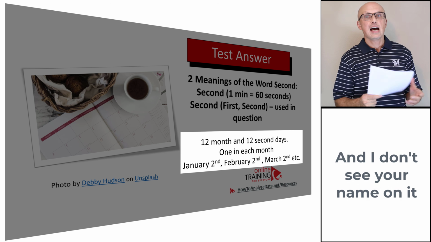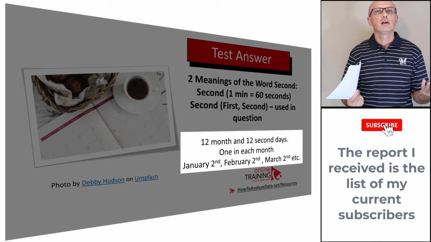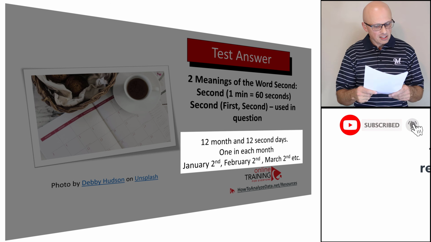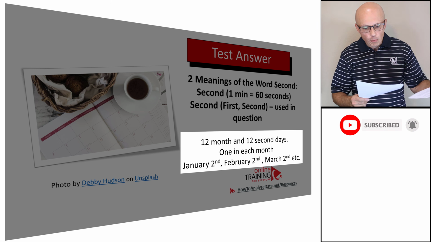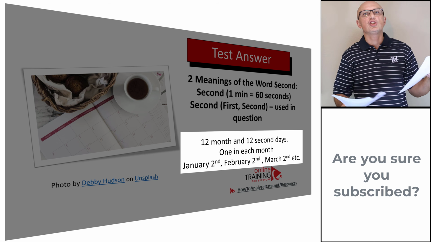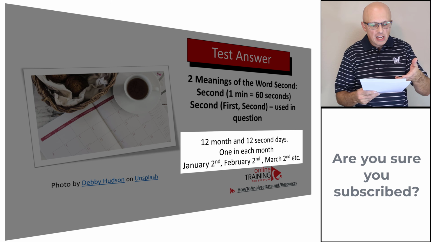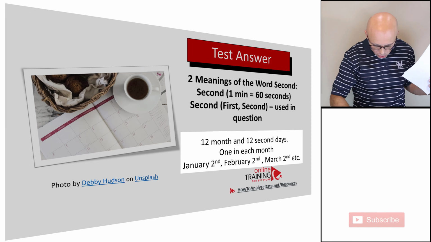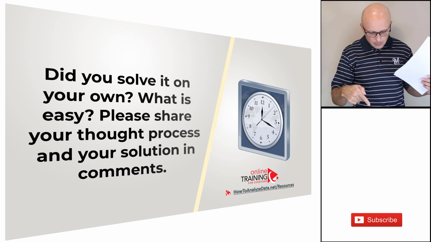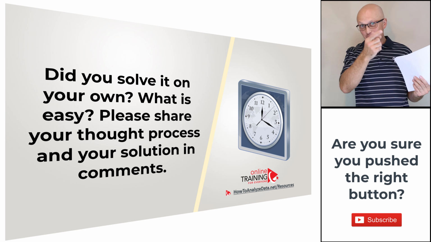So if we go back to the question, in a year there are 12 months, and there are 12 second days. 1 second day in each month. January 2nd, February 2nd, March 2nd, and etc. Hopefully you've nailed this question. It gives you some laugh, and you now know how to answer similar problems on the test.